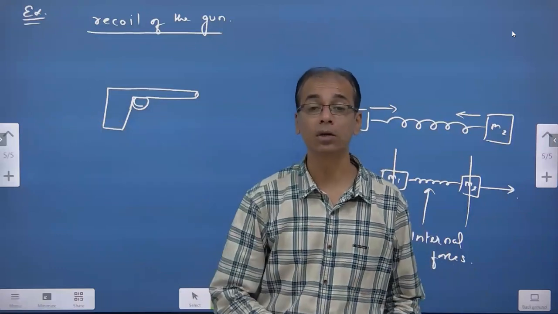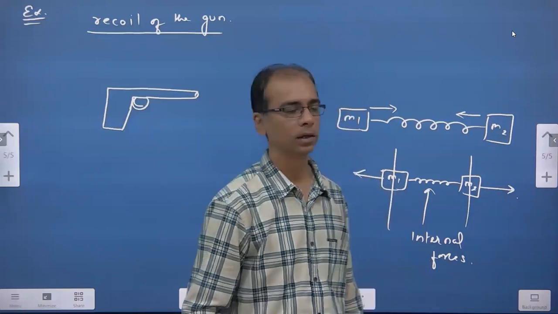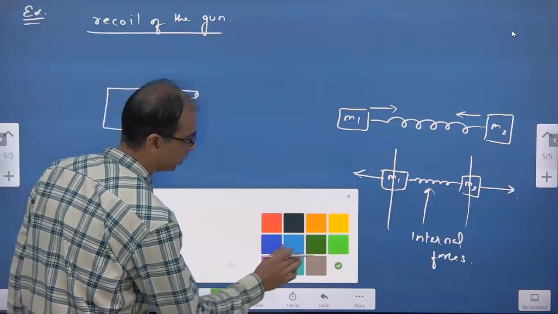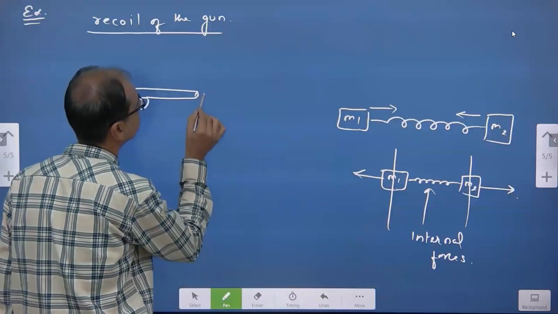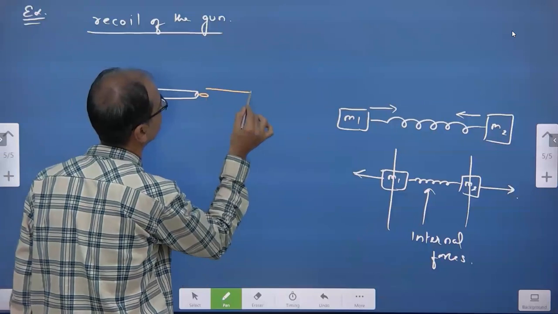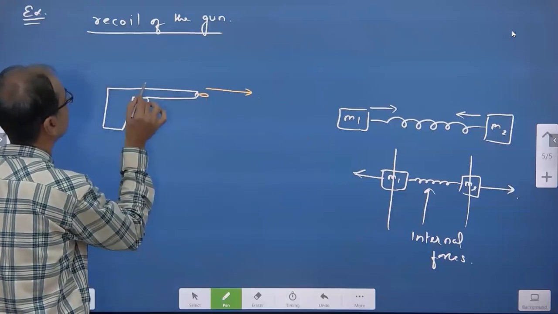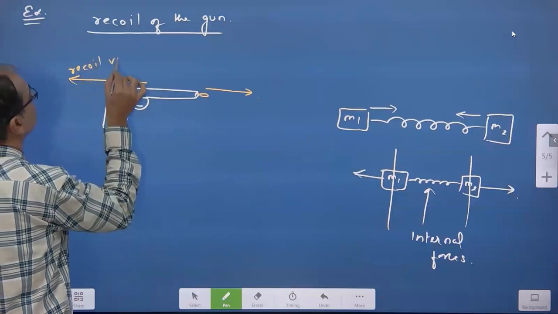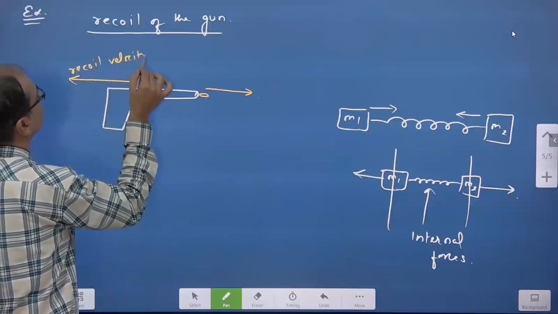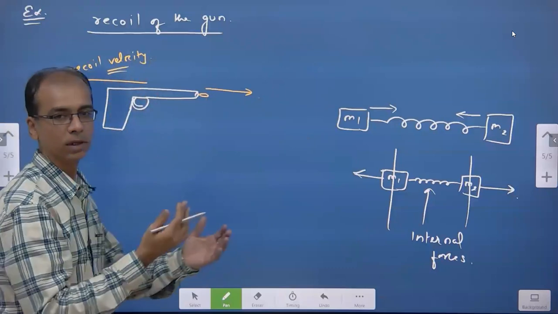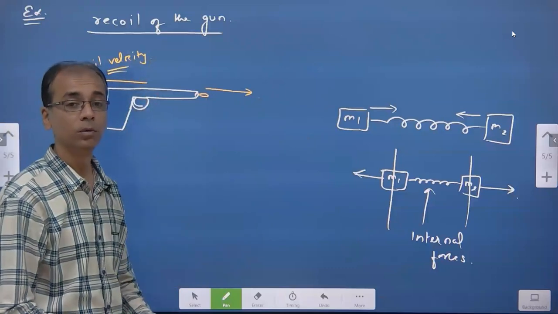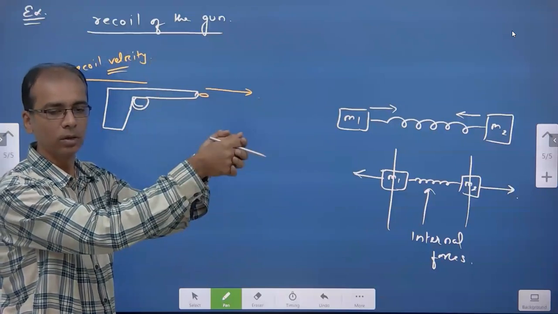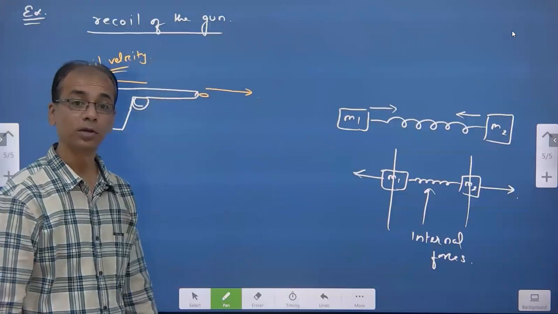We call that the recoil velocity of the gun. This gun goes back. Bullet goes forward. This is called recoil velocity of gun. That means with what velocity it will come back. If you have seen in movies also, when they fire, there will be a jerk in their hand. It goes like this. That is because of that.